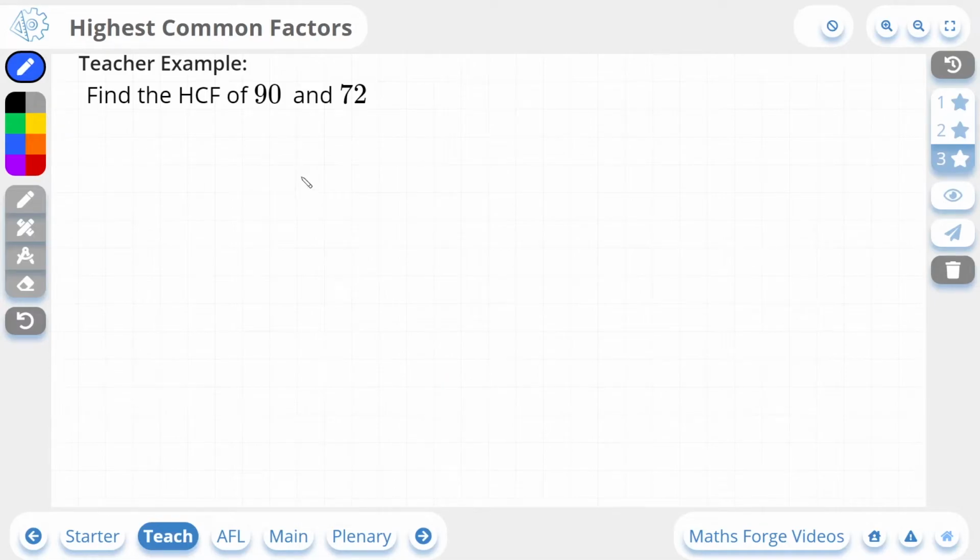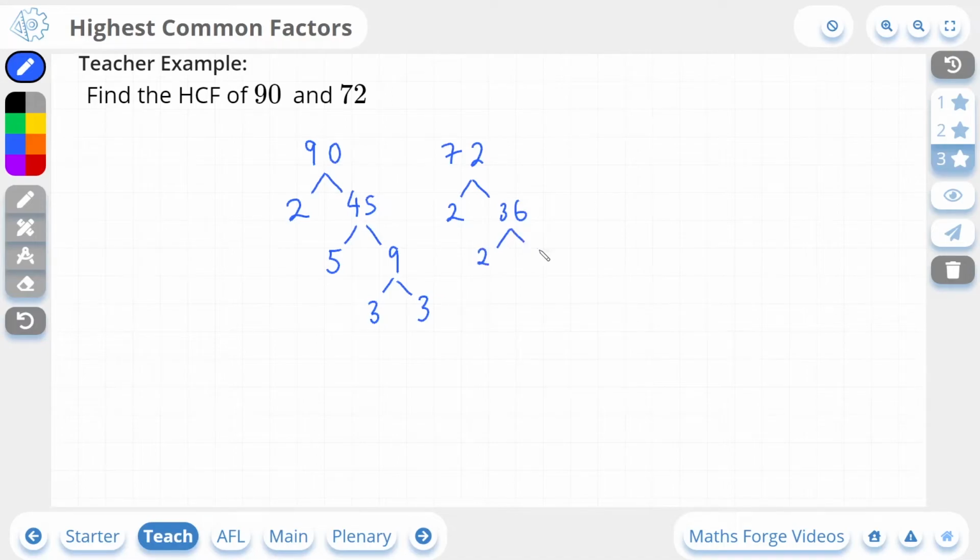We'll do a 3-star example. So we have 90 and 72. So for 90, I'm going to break it down into 2 and 45. And 45, I'm going to break it down into 5 and 9. And finally 9, I'm going to break it down into 3 and 3. And for 72, we're going to break it down into 2 and 36. And 36 is going to be broken down into 2 and 18. 18 is going to be broken down into 2 and 9. And finally, 9 is going to be broken down into 3 and 3.